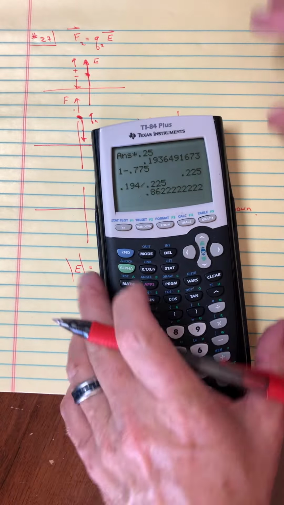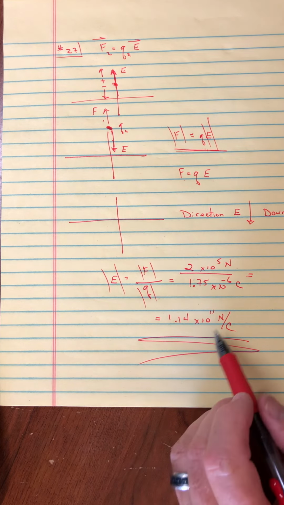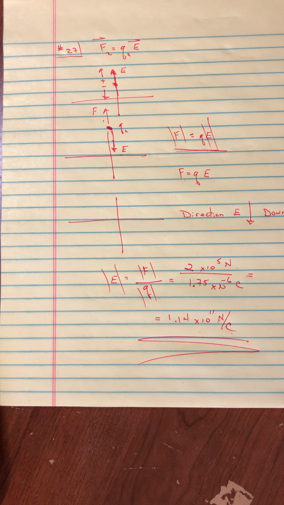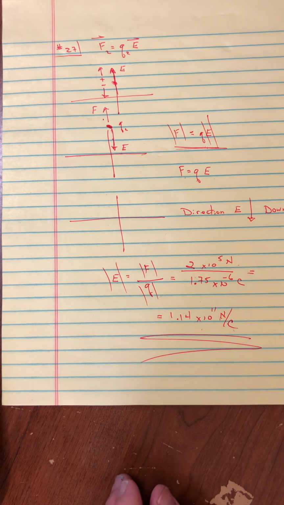Okay? And so keep in mind that they want you to also see that the units for the electric field are newtons per coulomb. And of course, they are huge. They sound big, 10 to the 11th, and rightfully so.